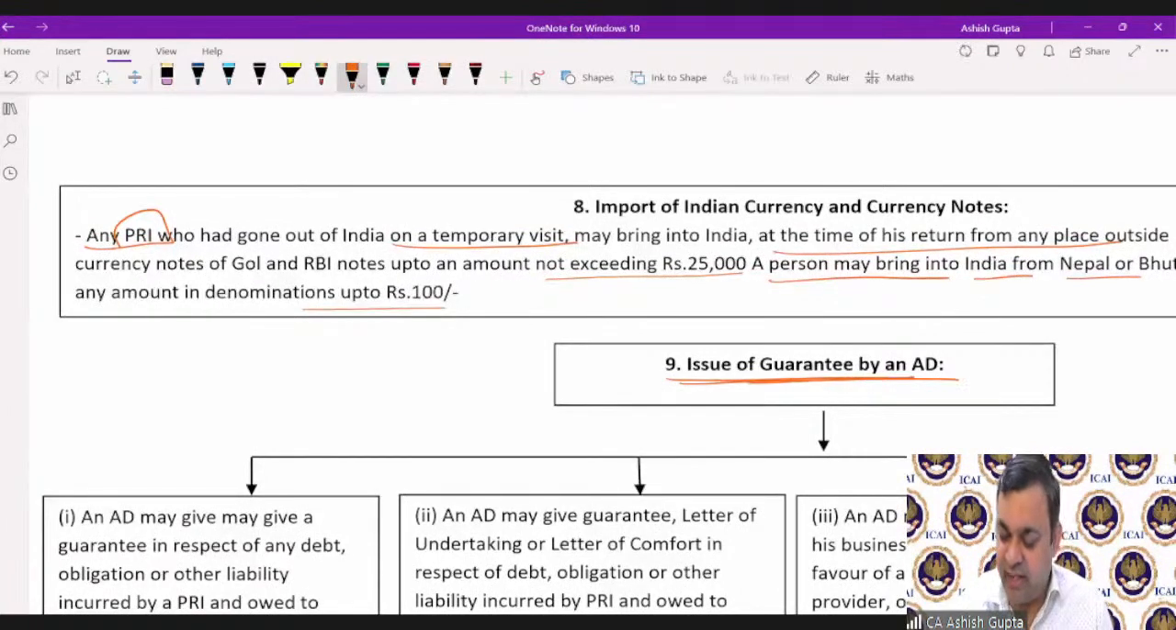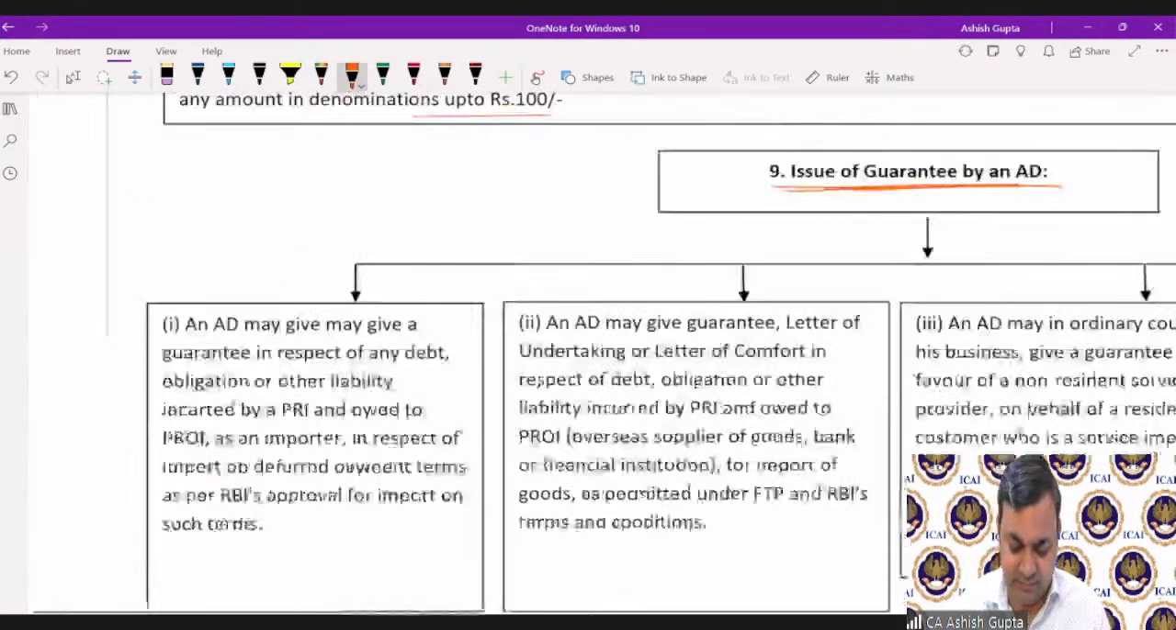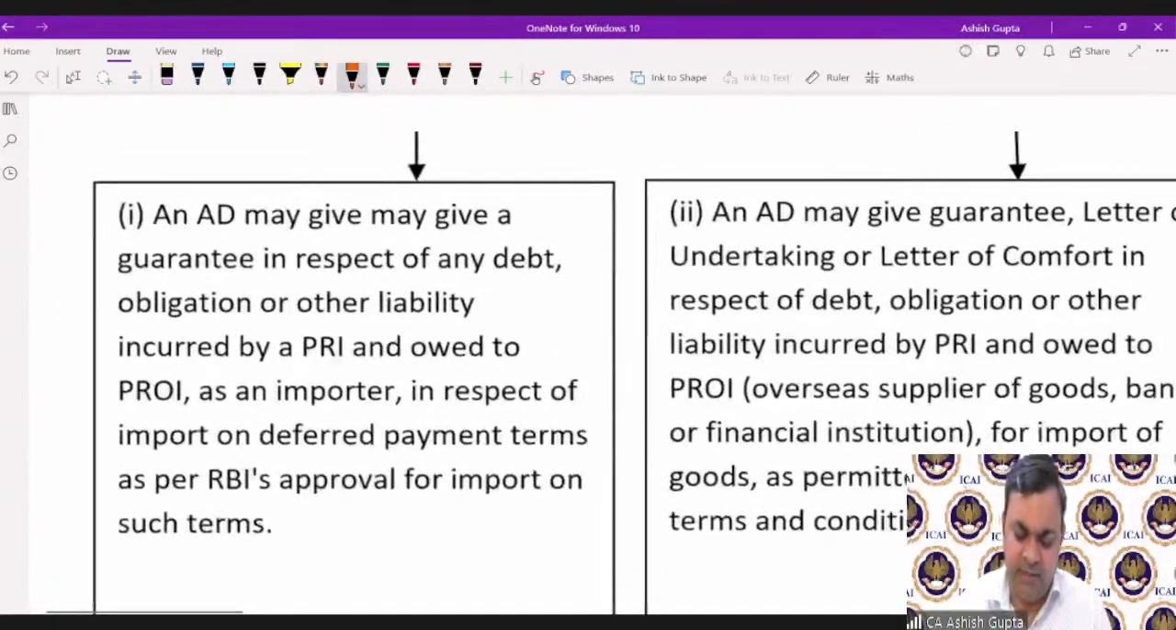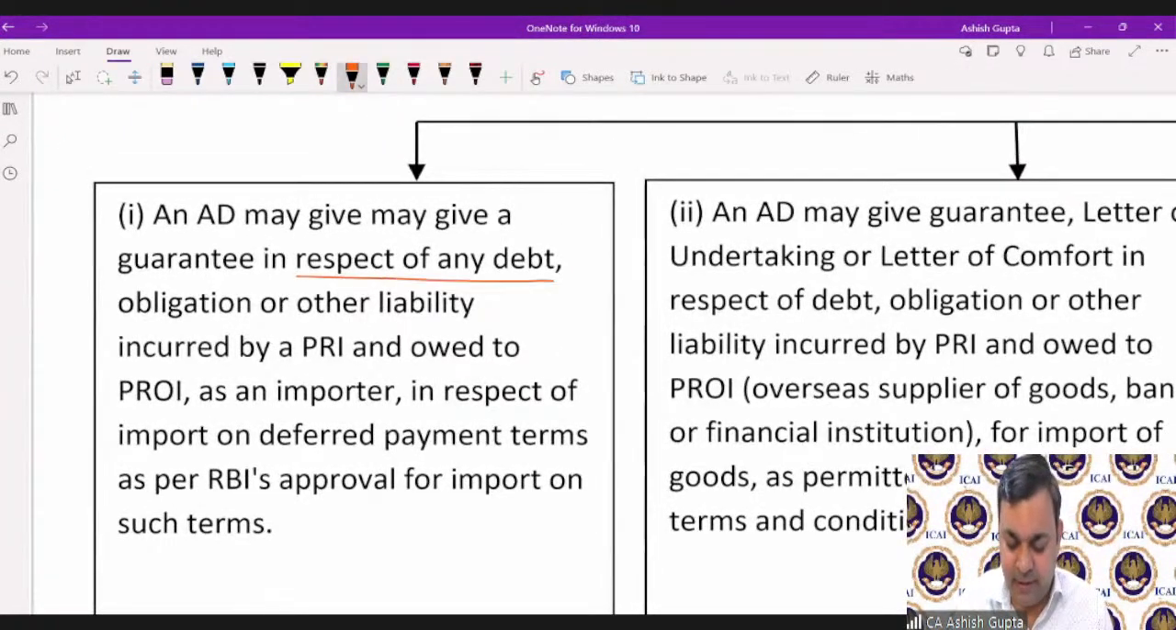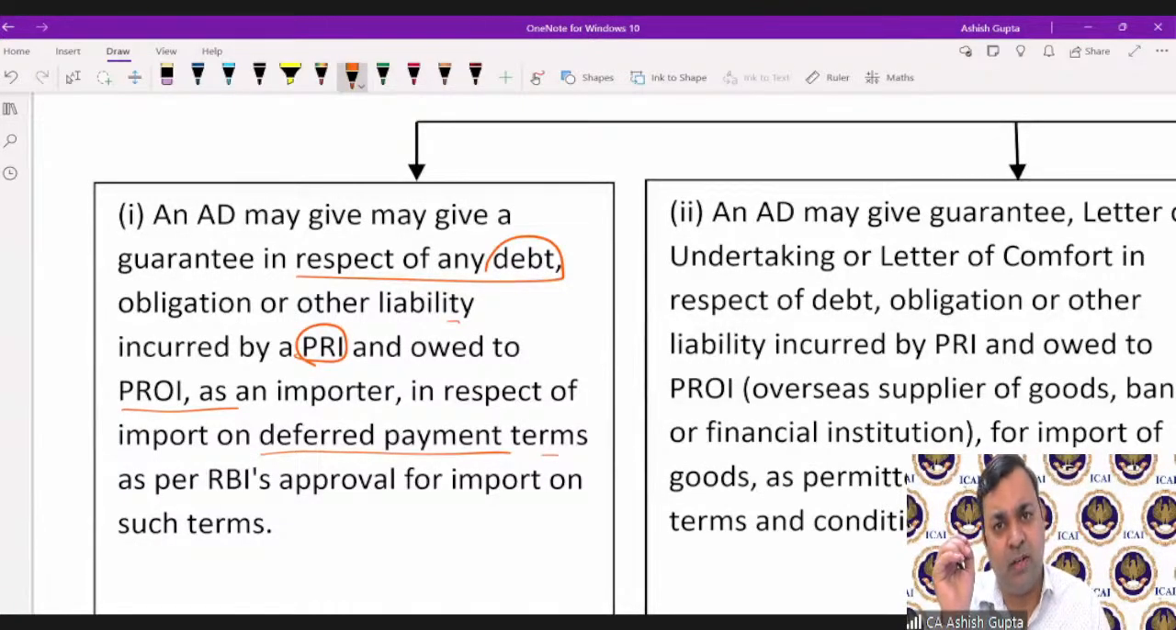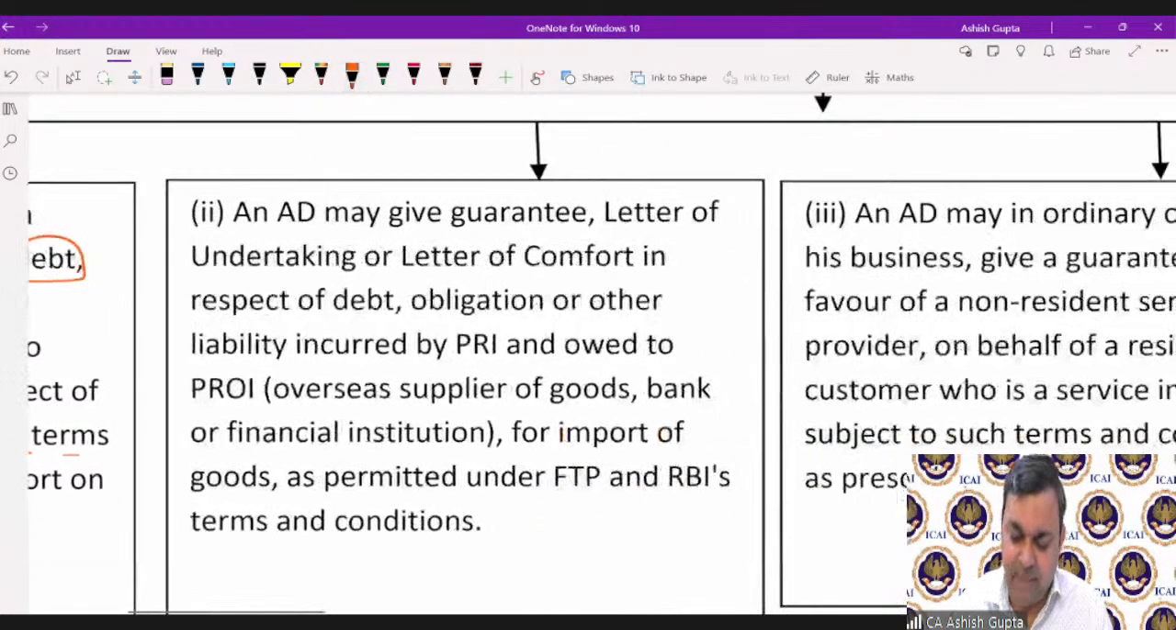Issuance of guarantee by an authorized dealer. An AD may give a guarantee in respect of any debt, obligation, or other liability incurred by a person resident in India, meaning an Indian importer, and owed to a person resident outside India, in respect of import on deferred payment system as per the RBI approval, right? RBI approval for import on such terms. And AD may give guarantee, letter of credit, letter of comfort in respect of debt.